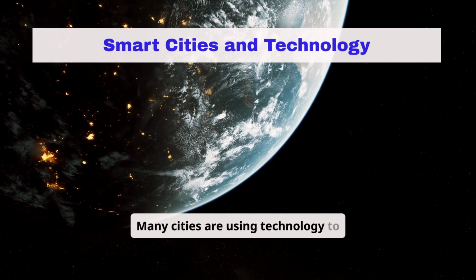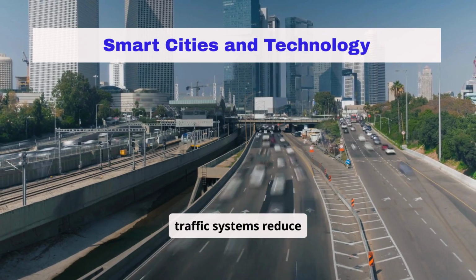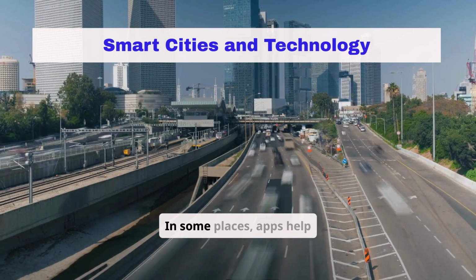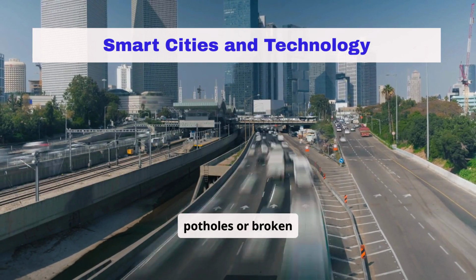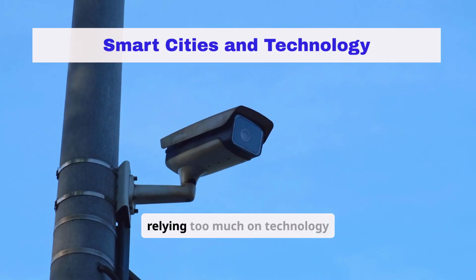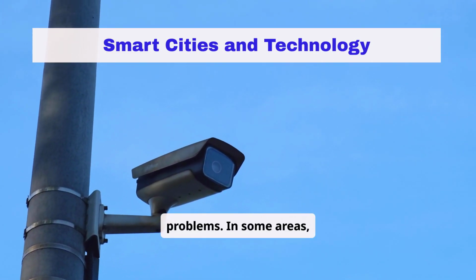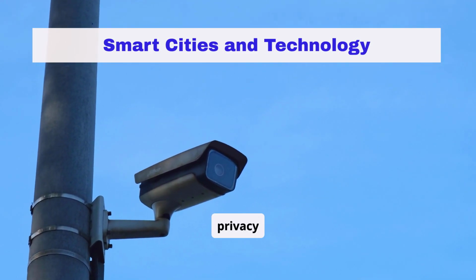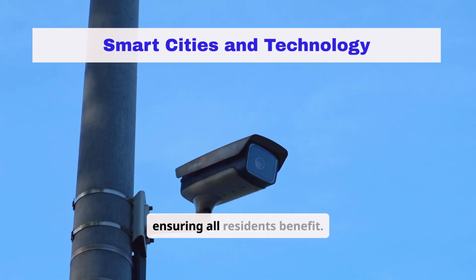Many cities are using technology to improve urban life. In Singapore, smart traffic systems reduce congestion, and sensors monitor air quality. In some places, apps help residents report problems like potholes or broken streetlights. However, relying too much on technology can create problems. In some areas, surveillance cameras are used to monitor people's activities, raising privacy concerns. A smart city should balance technology with fairness, ensuring all residents benefit.